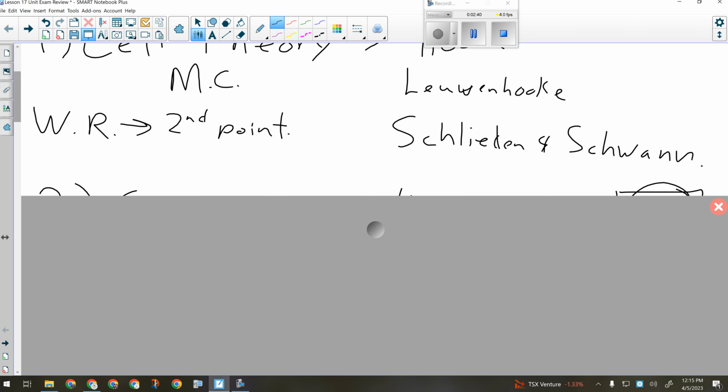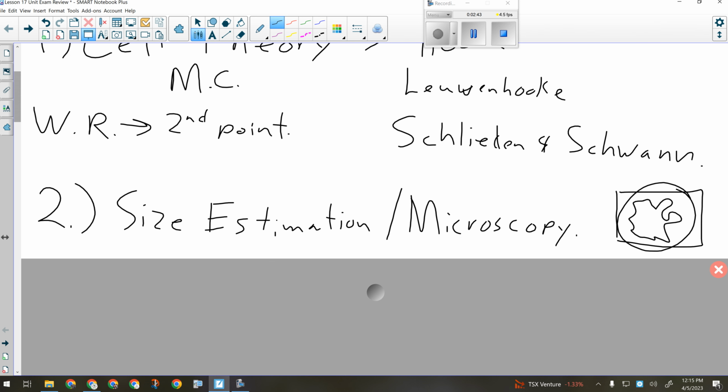Then we talked about microscopy. I am going to ask you to estimate the size of an organism as viewed through the microscope. That'll be likely a multiple choice item. The way that I will ask that is just as you see here. I will have a picture and I'll put a circle around it. And I'll say, the circle represents the field of view on the high power lens. Estimate the size of the specimen, A, B, C, or D.